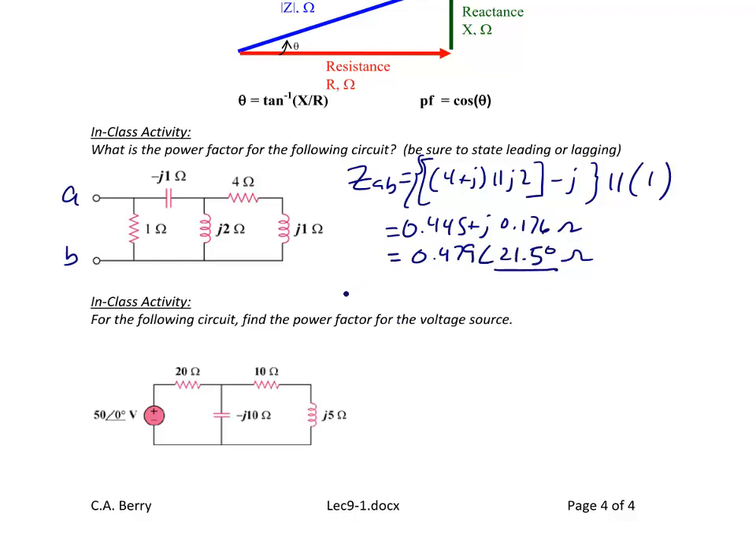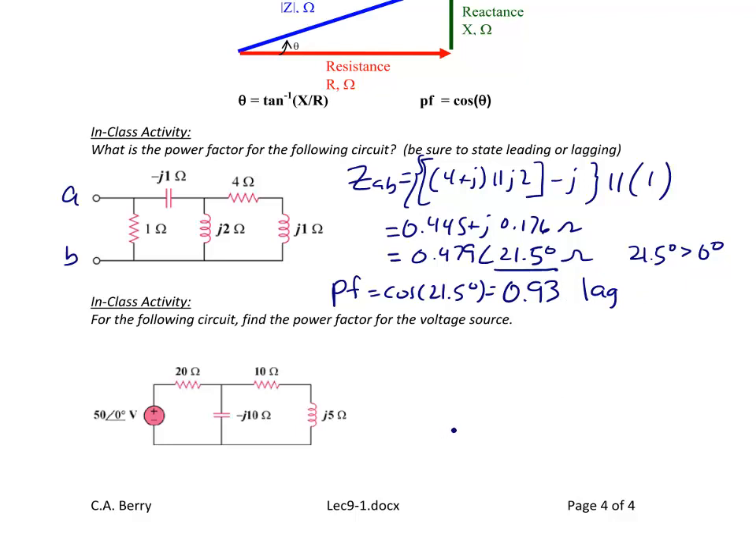So 21.5 degrees is the power factor angle. So the power factor is the cosine of 21.5 degrees, which is 0.93. Power factor has no meaning if you don't put lagging or leading on it. You always must put lagging or leading. How do you know which one to select? If the power factor angle is greater than 0, as it is in this case, if 21.5 degrees is greater than 0 degrees, then we say that the power factor is lagging.